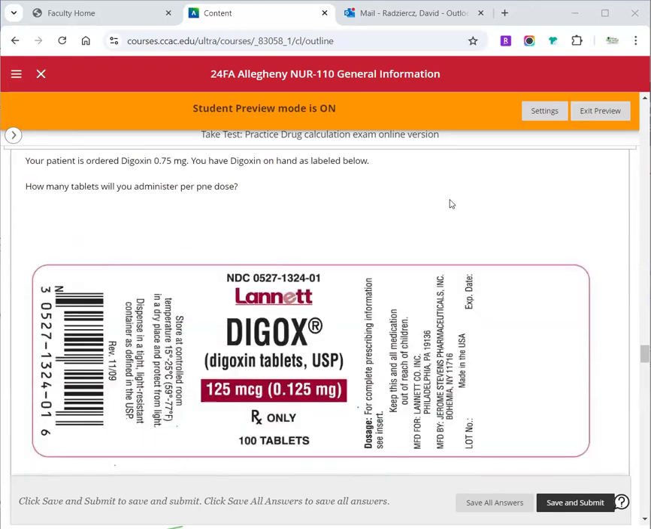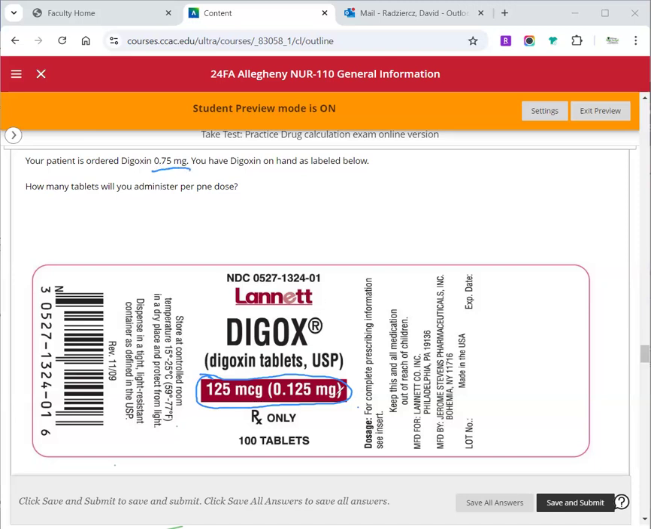All right. Digoxin. So here's that example where I told you it will have two equivalent units listed for the concentration or the strength. It says digoxin 0.75 milligrams, and then you have the following labeled and available: 125 micrograms, and then 0.125 milligrams. Those are equivalents. They mean the exact same thing, right? 0.125 milligrams is the same thing as 125 micrograms. So which one do you use? I always say use the one that matches what's in your order.